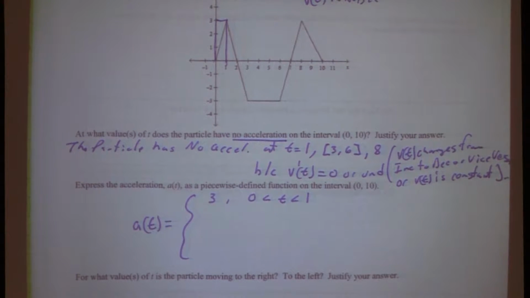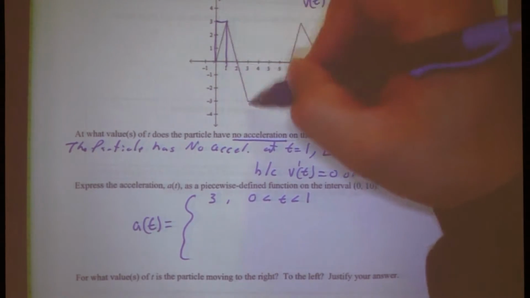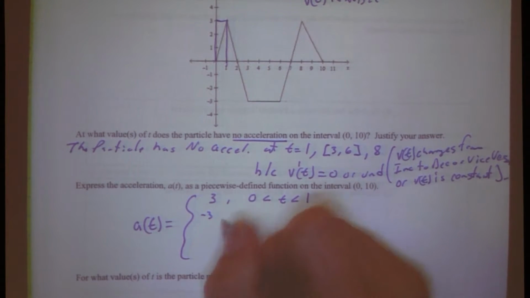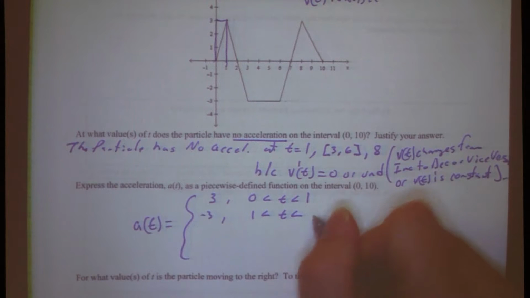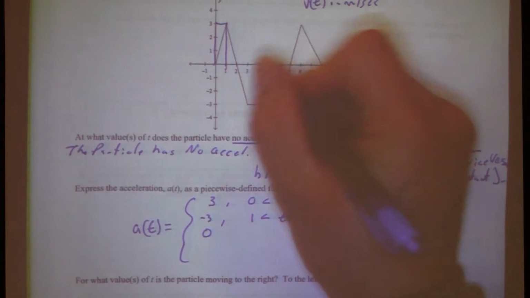Then the next one will be what? If I draw a tangent line anywhere here. -3? Yes, sir. Okay. So -3, and that'll be from 1 all the way to what? To 3. And then what would the acceleration be from 3 to 6? 0, right? If I drew tangent lines anywhere there.